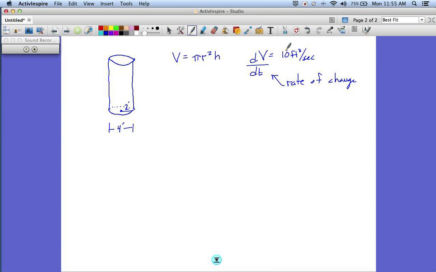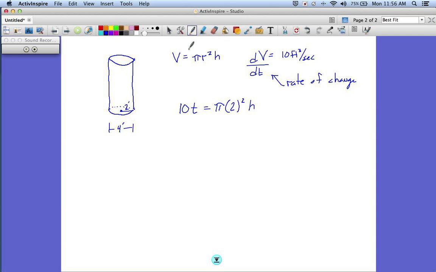After 1 second, it's got 10 cubic feet. After 2 seconds, it's 20. After 3 seconds, it's 30 cubic feet. So the volume itself is actually changing just like the runner's distance was. So volume is equal to 10t. So 10t has to equal pi times the radius, which is 2, squared times the height. And we are charged in this problem with the task of finding out what the height or the depth of the water in the tank is as a function of time.